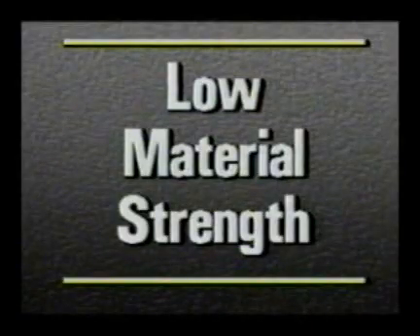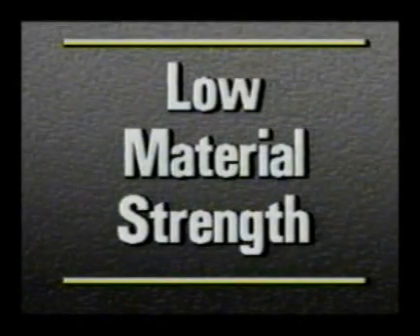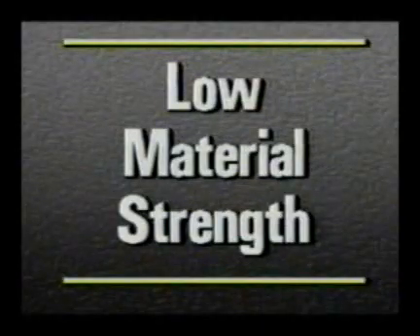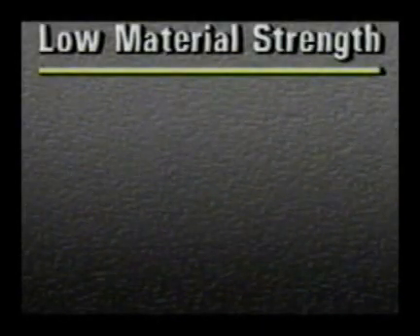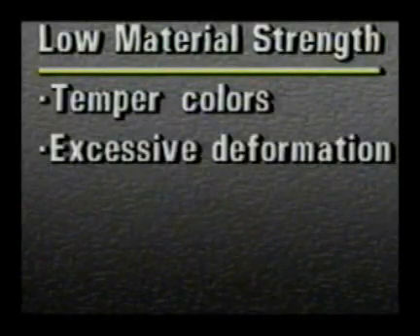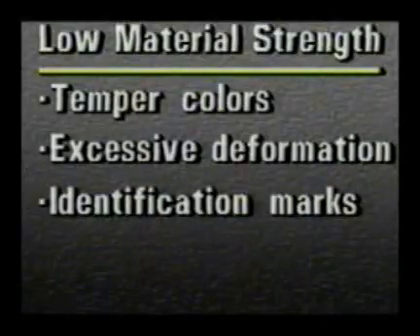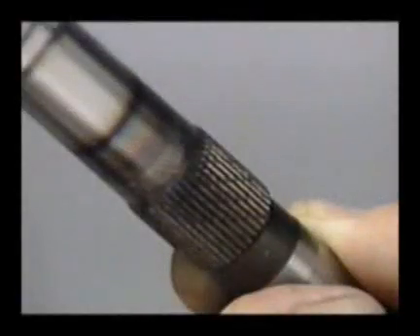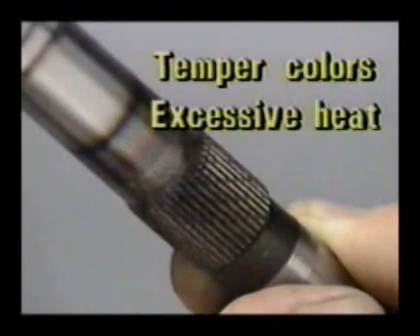Sometimes low material strength causes fracture. If careful examination of the fracture reveals no abnormal stress raisers or excessive cyclic loading, then we should look for evidence of low material strength. There are several indicators we can use to help identify low material strength: temper colors, excessive plastic deformation, identification marks, and case depth. Temper colors on steel are the result of excessive heat and oxidation.